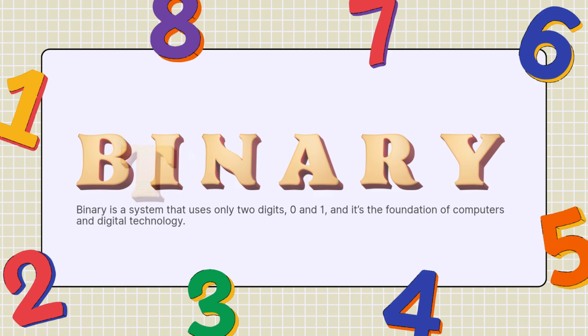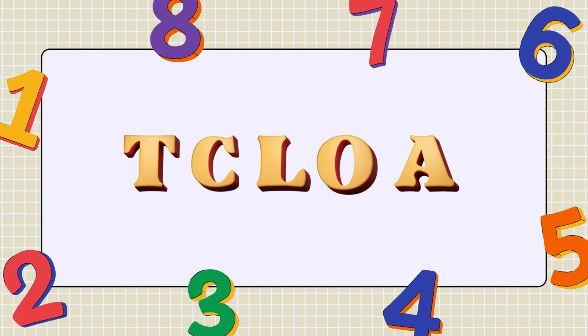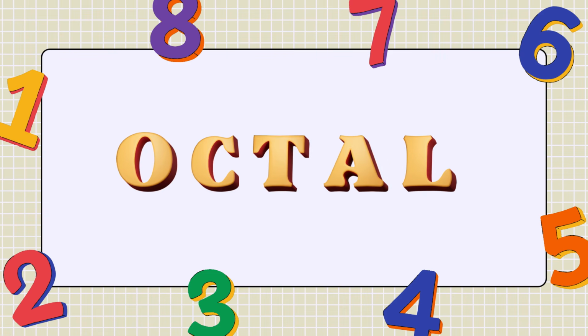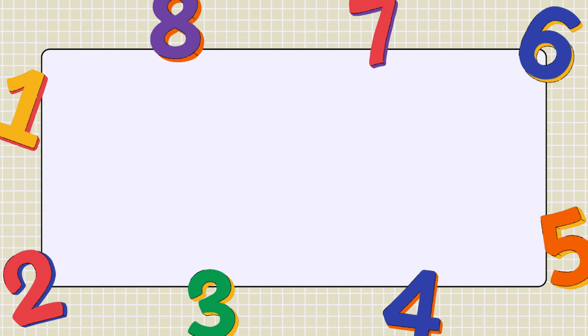Moving on, T-C-L-O-A. Yes, it becomes octal. Are you familiar with the octal system? Yes, it is based on 8 digits, from 0 to 7, and is sometimes used in computing as a shorthand for binary.